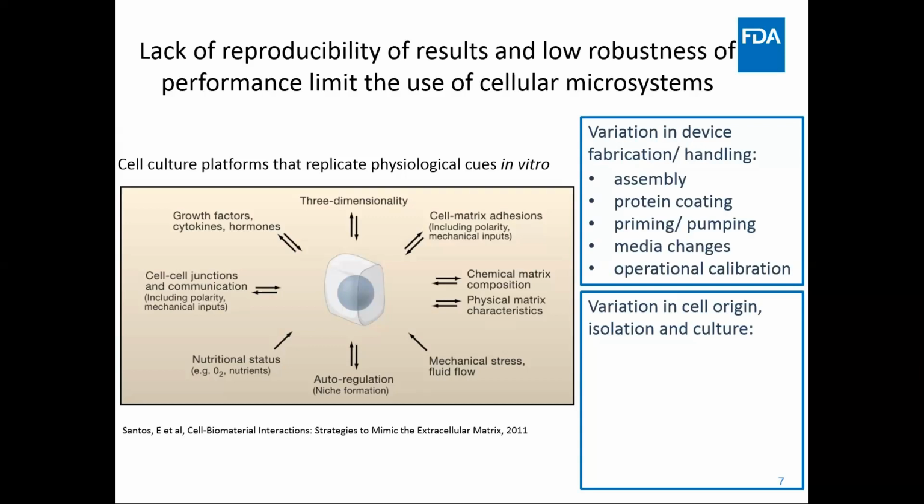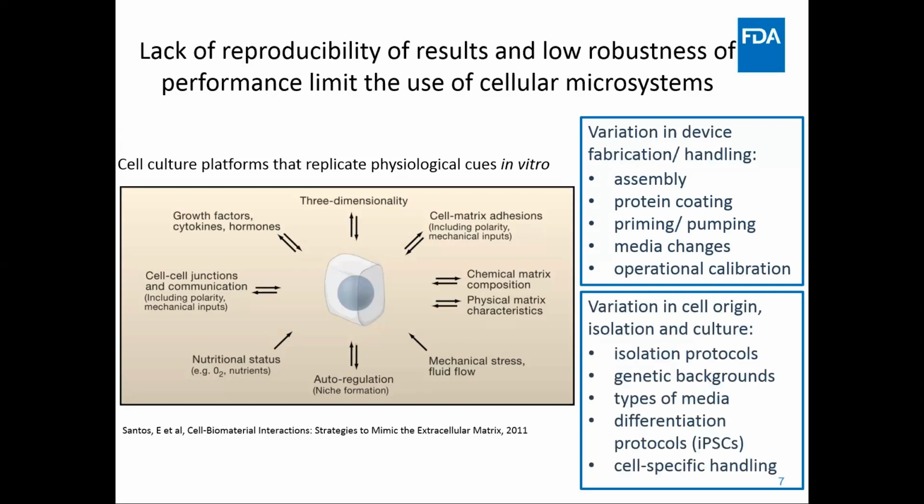So for fabrication and handling, the way systems are assembled, the way proteins are coated, priming, pumping, differences in media changes, or operational calibration can cause lack of reproducibility or variability. When it comes to the cellular part of these systems, different isolation protocols, variations in genetic backgrounds, different types of media that are used, differentiation protocols if we're talking about iPSCs, or even cell-specific handling can also cause variations in the results with these systems.